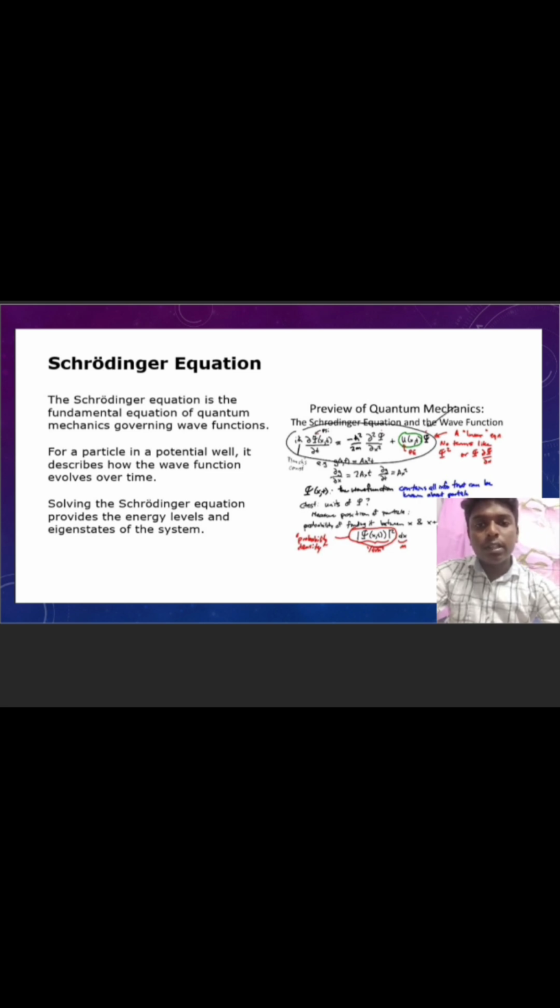So let's see what its equation is. The Schrodinger equation is the fundamental equation of quantum mechanics governing wave functions. For a particle in a potential well, it describes how the wave function evolves over time. Solving the Schrodinger equation provides the energy levels and eigenstates of the system.